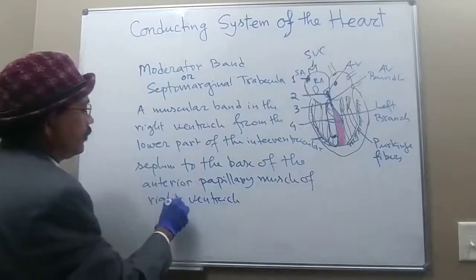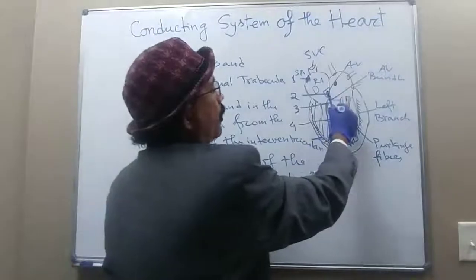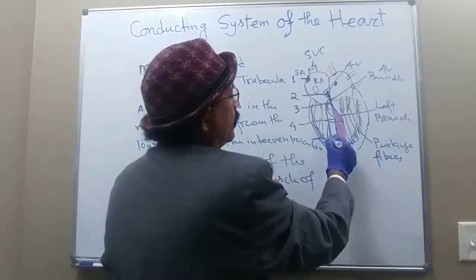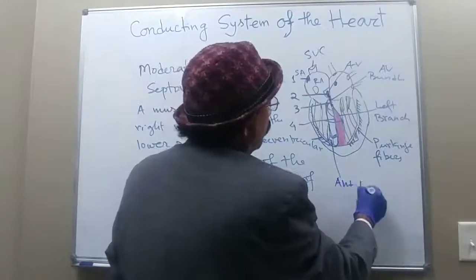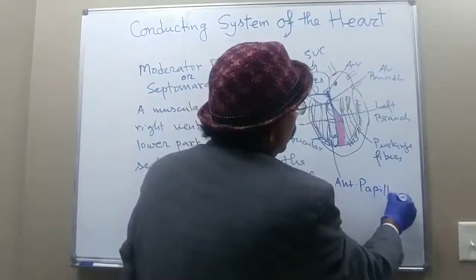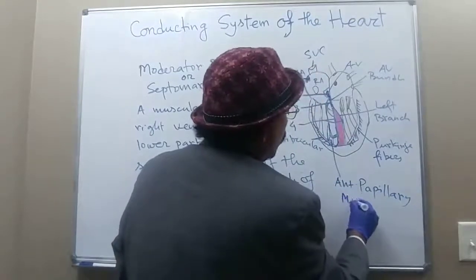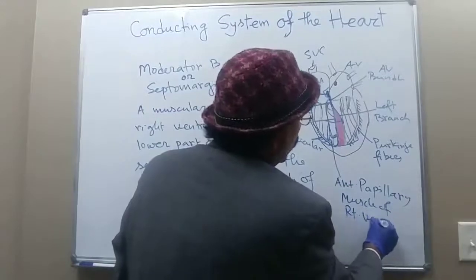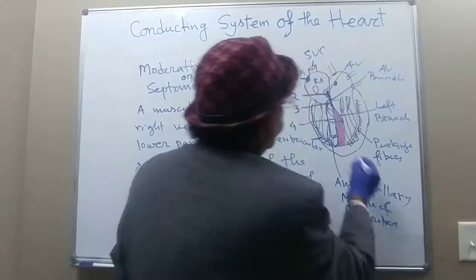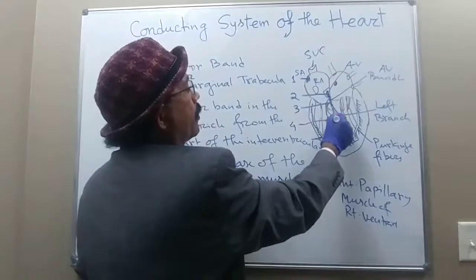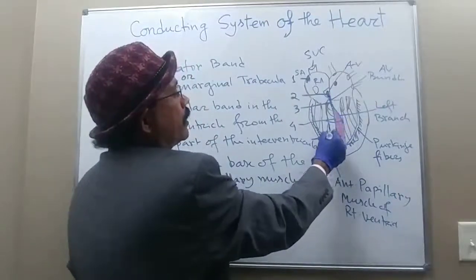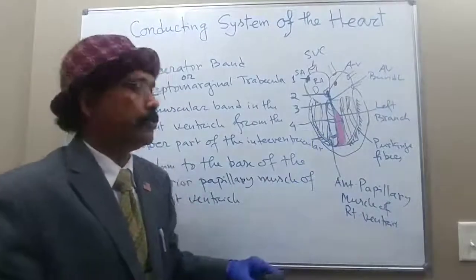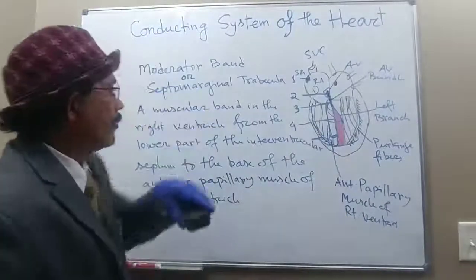Okay, this is a shortcut for some of the fibers of the right branch to go to the anterior papillary muscle of the right ventricle. We have three papillary muscles in the right ventricle. So this is the connection. Some of the fibers of the right branch go to the anterior papillary muscle of the right ventricle for coordination and shortcut of the impulse.